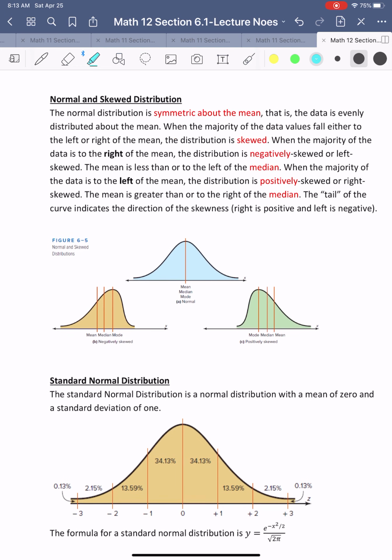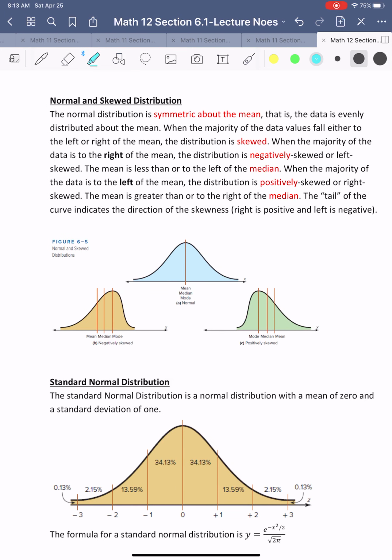Normal and skewed distributions. A normal distribution is usually symmetric about the mean, that is, the data is evenly distributed about the mean. When the majority of the data values fall either to the left or right of the mean, the distribution is skewed, which means it is not symmetric, as in this case or this case.